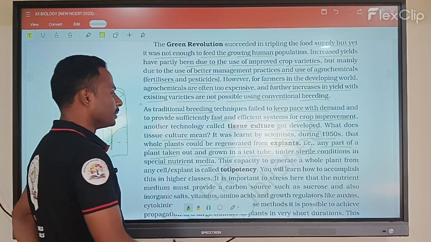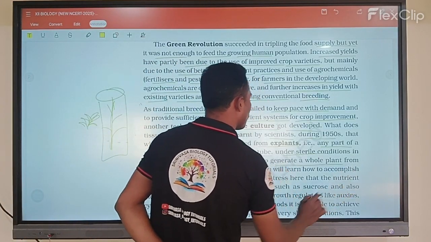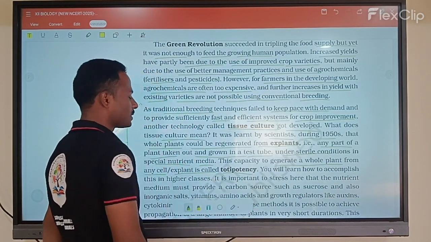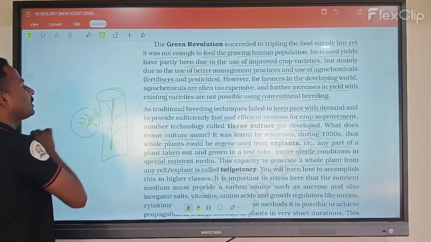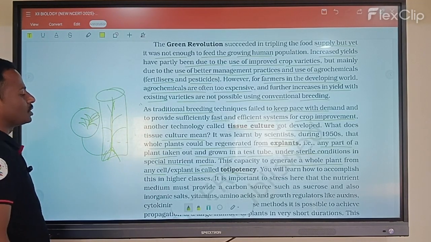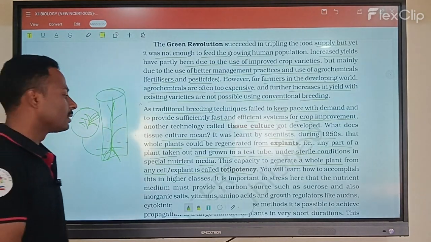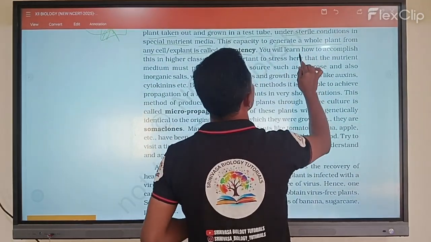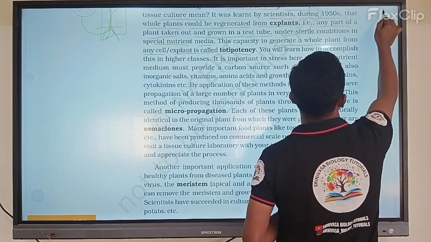And this capacity to generate a whole plant from any cell or explant is called totipotency. So this capacity to generate the total plant, that is called totipotency. That is called what? Totipotency. Next.